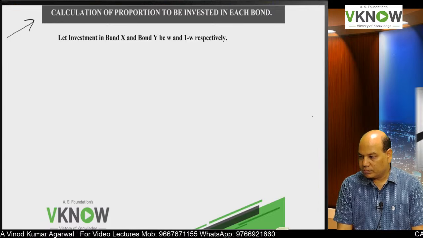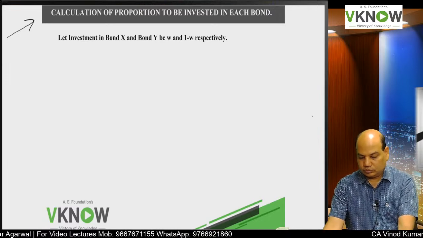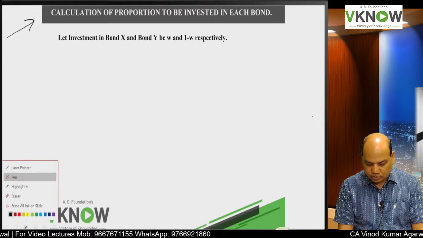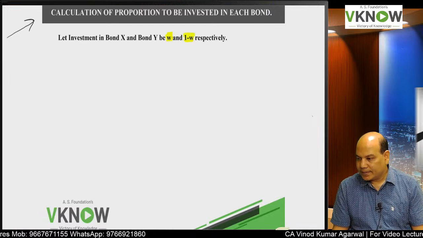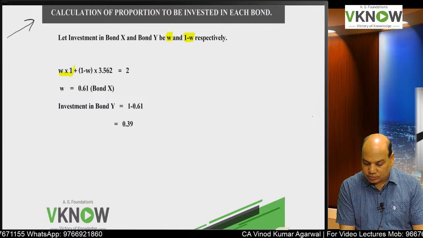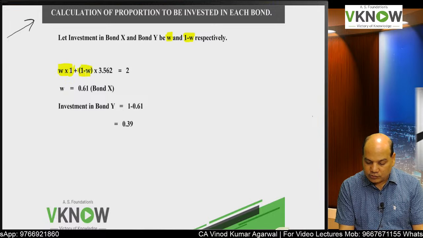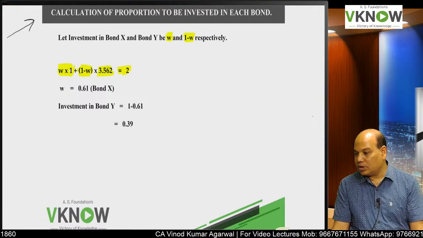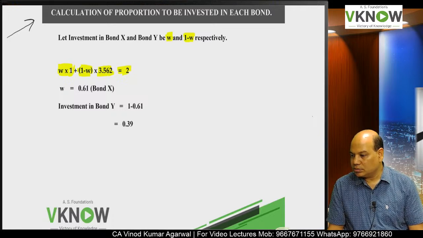Then write down, let investment in bond X and bond Y be W and 1 minus W respectively. So I am going to write the equation and you will solve. W into 1 plus 1 minus W into 3.562 is equal to 2. Please solve and give me the answer.